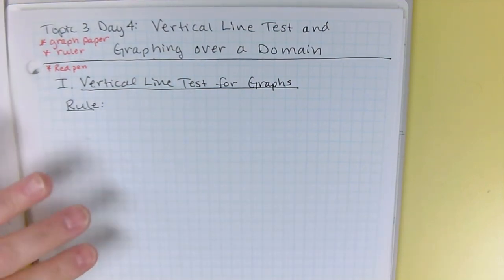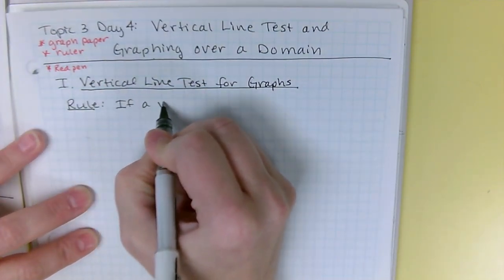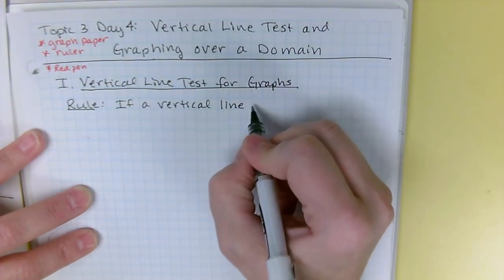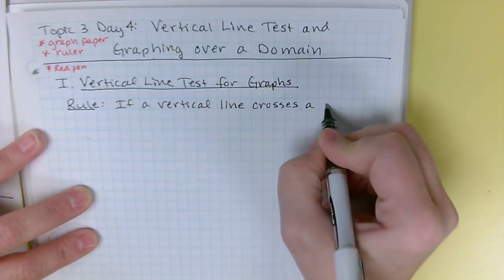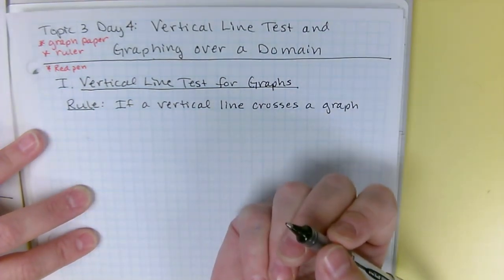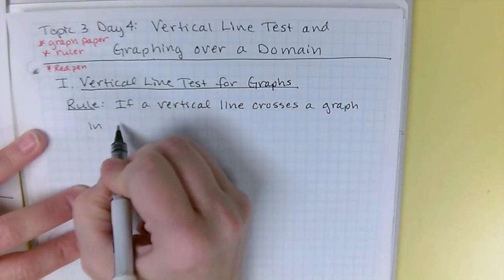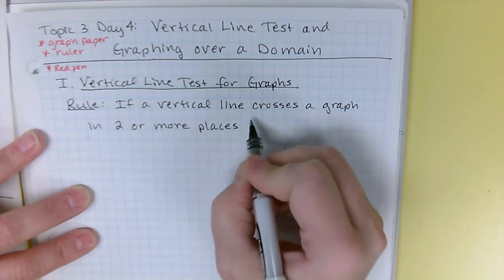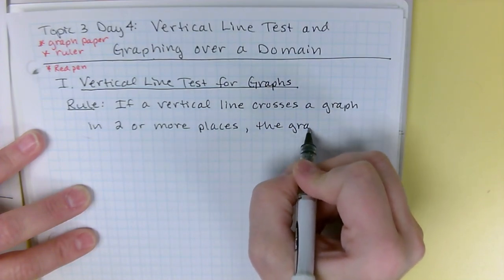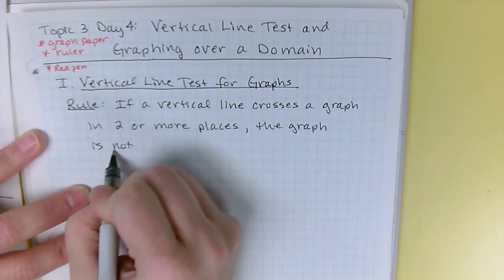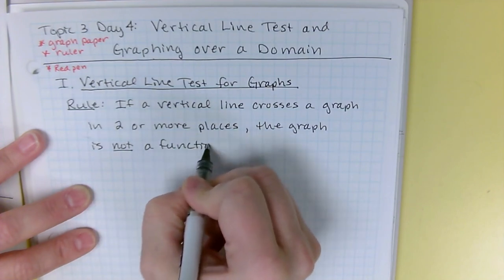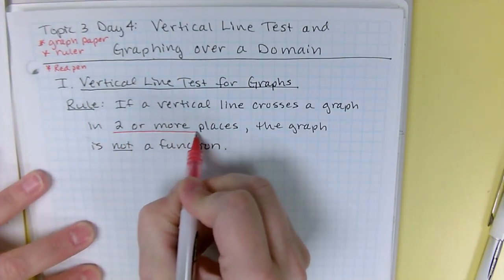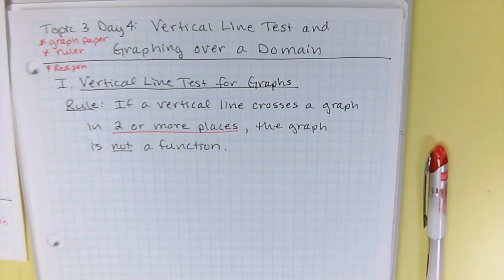All right, here's the rule. The rule says if a vertical line crosses a graph, and here's the important part, two or more places, the graph is not a function. So if a vertical line crosses a graph in two or more places, the graph is not a function.